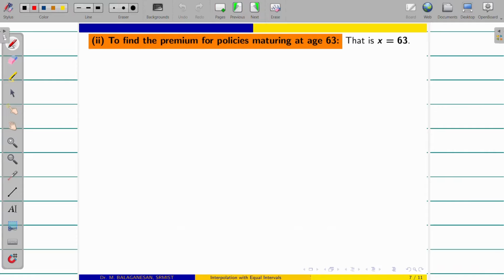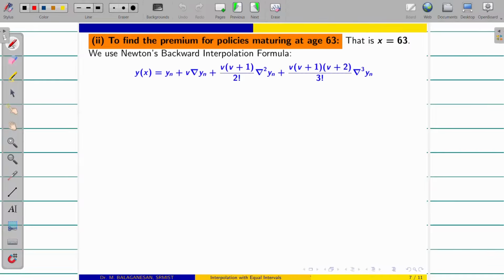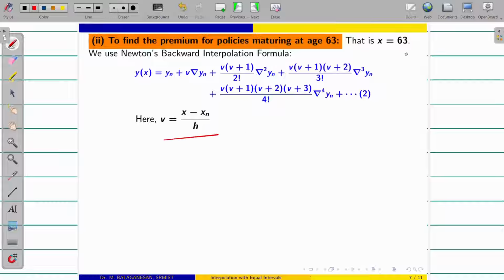To find the premium of the policies maturing at the age 63. 63 falls after the middle level. That's why we are going to apply the backward interpolation formula. So you know very well how to write the backward interpolation formula. Exactly this one only. Yn plus v del yn plus v into v plus 1 by 2 factorial del square yn plus etc. Here v is equal to x minus xn by h. You know very well what your x is. Yes, x is nothing but 63. Whatever we are going to find, that is our x.